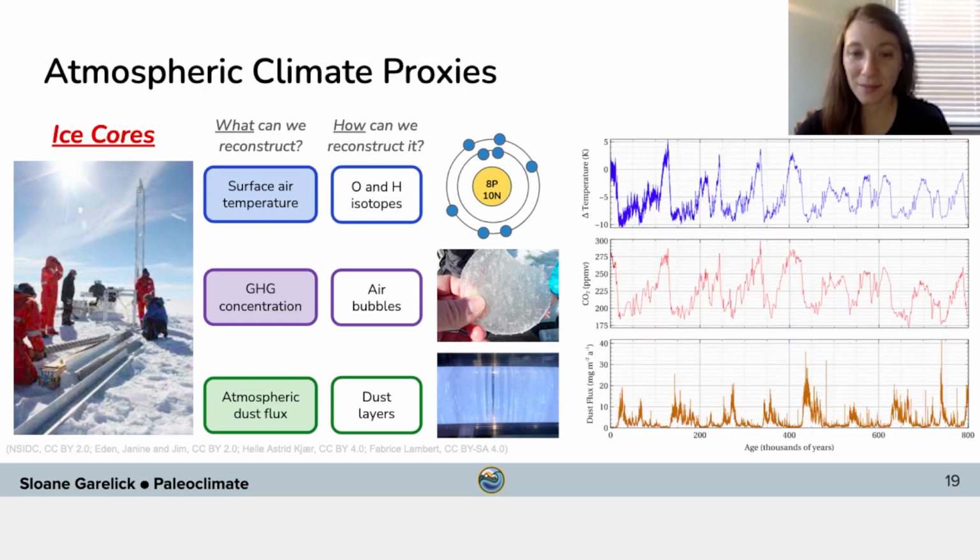And here's an example of these three paleoclimate reconstructions over the past 800,000 years, with changes in temperature on the top, changes in atmospheric CO2 concentration in the middle, and the dust flux on the bottom. We already discussed a bit about oxygen isotopes when we were looking at marine climate proxies. But in this tutorial, we'll be looking at a hydrogen isotope record from ice cores. So, what are hydrogen isotopes and how do they record temperature in ice cores?